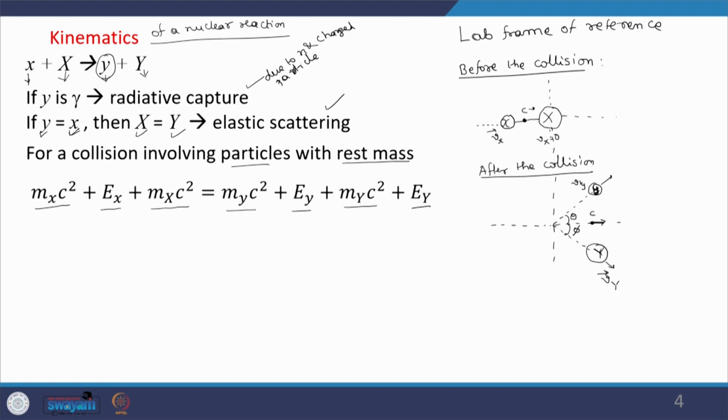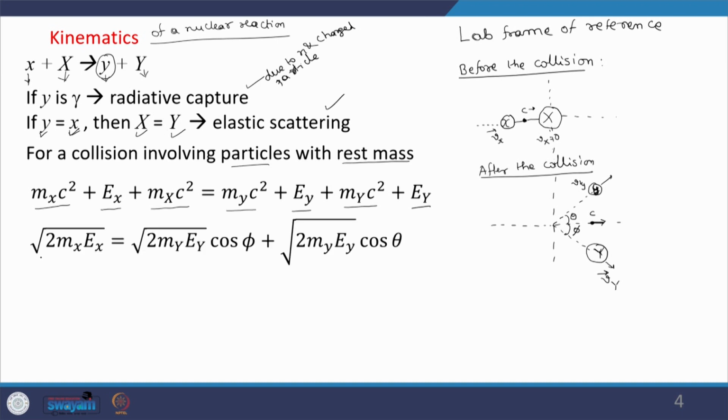So, this is the expression we get when we apply the conservation of energy. Now, let us apply the conservation of momentum. The momentum of the target nucleus is 0, so it is missing on the left hand side.